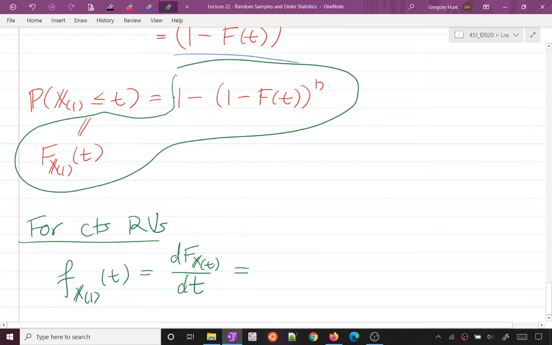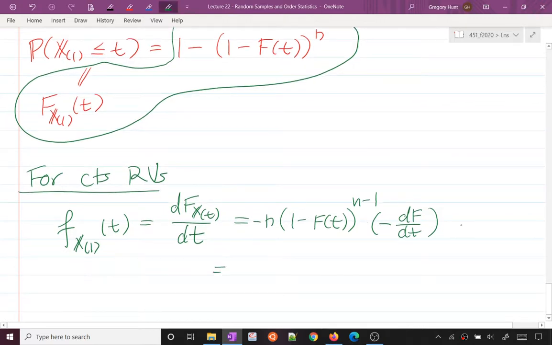But the one goes away, minus 1 minus f of t. I guess I should bring down the n. So minus n, brought down the n. This is the n minus 1 power. And then I have the chain rule, derivative of the inner, which is a minus df dt. But of course, we'll get some cancellations. The minus and the minus cancel. I get n times 1 minus f of t to the n minus 1. And df dt is just little f of t.